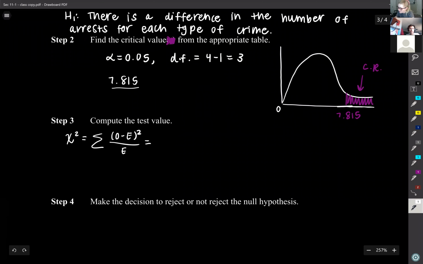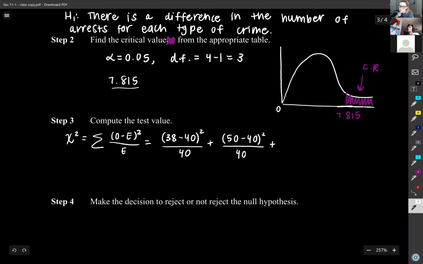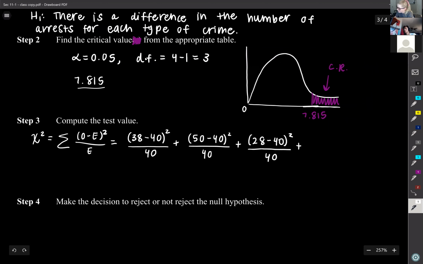Okay, so like I said, in my first one, the observed value was 38. The expected was 40. And then I'm going to square the difference and put this over the expected one, which was 40. And then I do this for all the other categories and just add them together. So for my second category, my observed was 50 and my expected was 40. So I square that and put it over 40. And I just need to do two more. For my third category of arrests, the observed was 28 and the expected was 40. Square that, put it over 40. And then I'll do the last category where my observed was 44 and my expected was 40. And there we go.